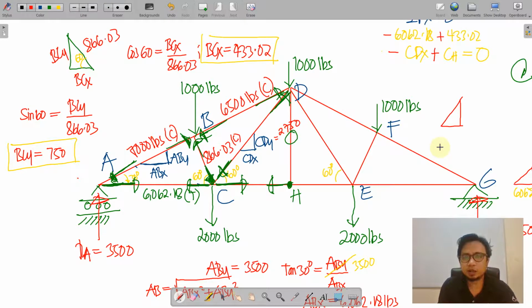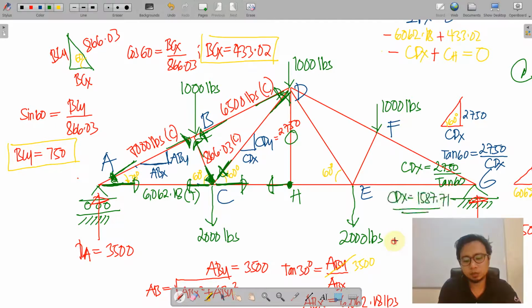By this we can also obtain CDX by considering the triangle of CD. Illustrating CD, we have a vertical of 2750. We know the 60 degree angle, and this is CDX. We can write tangent 60 is equal to 2750 over CDX. So finally, CDX is equal to 2750 over tangent 60, that is 1587.71.